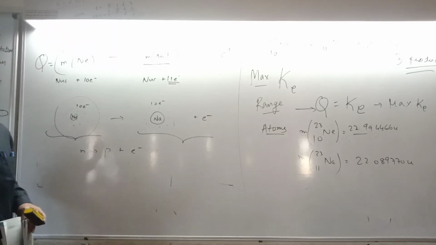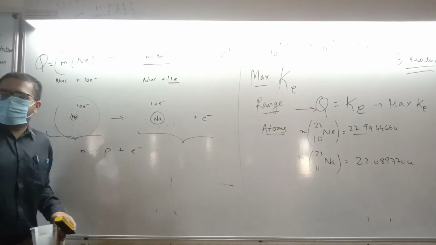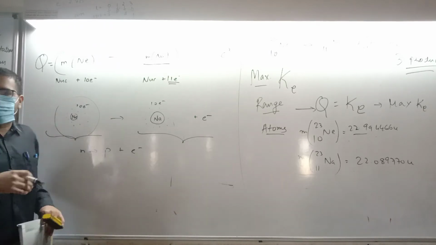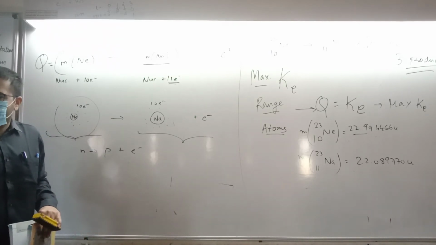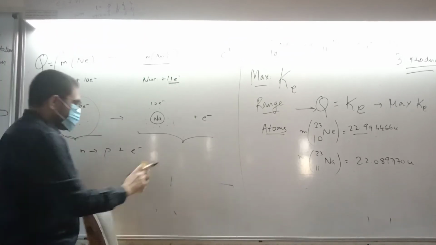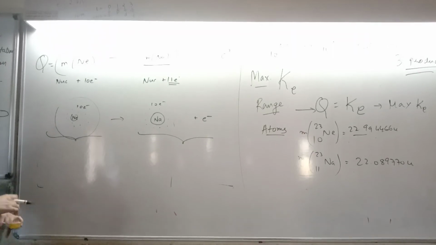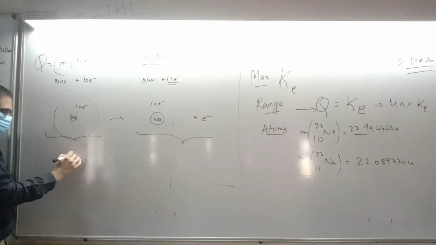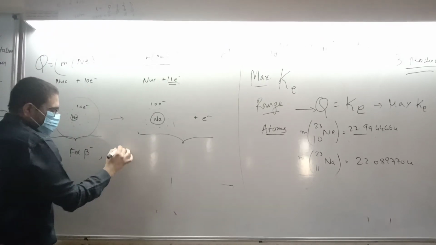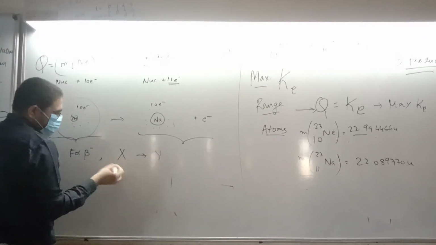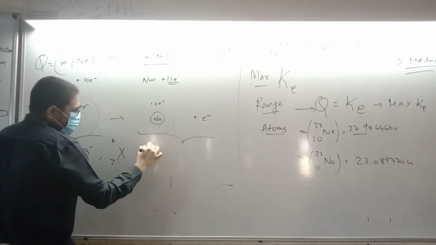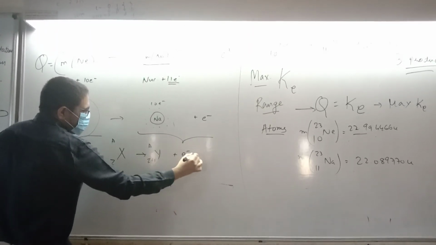So last time I finally made everyone write it down, and everyone was supposed to remember it if you cannot understand all this or execute properly in the exam. So you write it down, it will help. It is that for beta minus, when you have X gives Y, that is Z X A gives Z plus 1 Y A plus electron and antineutrino.